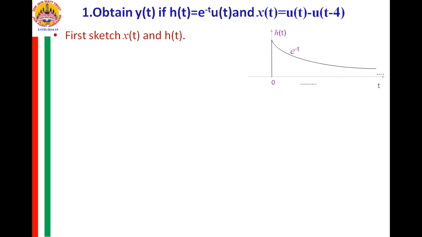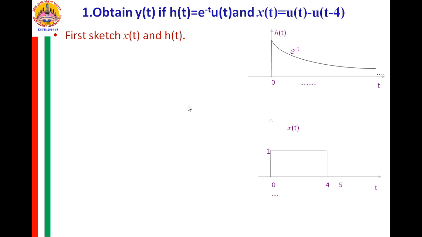So, this x of t exists from 0 to 4 with amplitude 1, and this h of t is e raised to minus t u of t. So, its amplitude is e raised to minus t with its existence from t equal to 0 to infinity. So, let us sketch these two, x of t and h of t. So, this is h of t, whose amplitude is e raised to minus t from 0 to infinity, and x of t with amplitude 1 from 0 to 4.